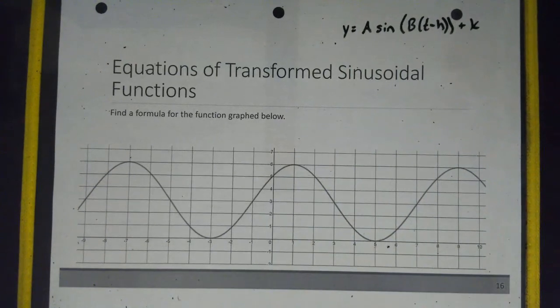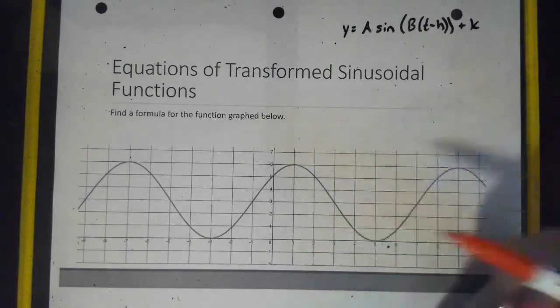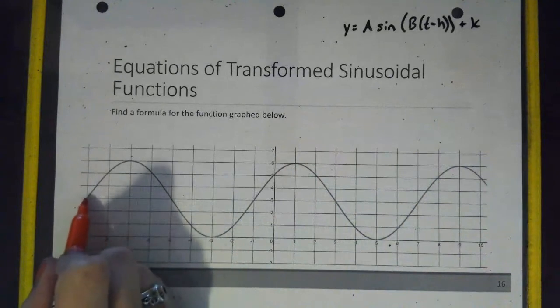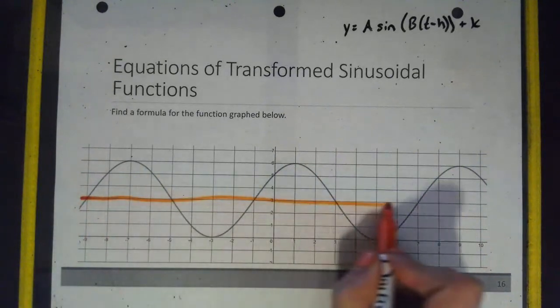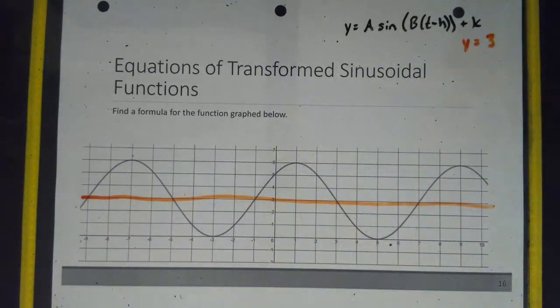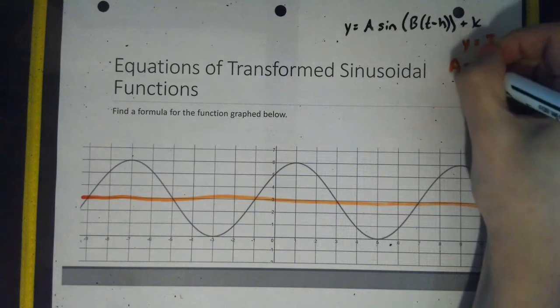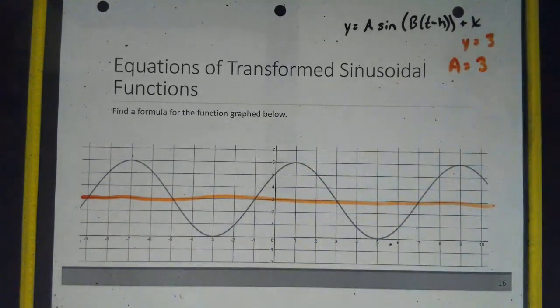Now, when I look at this graph, I need to determine whether it's sine or cosine, negative sine, negative cosine. I'm going to start by finding my midline. I know that sounds kind of weird, but this is oscillating between +6 and 0, which puts my midline at 3. My midline is y equals 3. My amplitude, the distance from the midline to the top, is 3. So my a value will be 3.